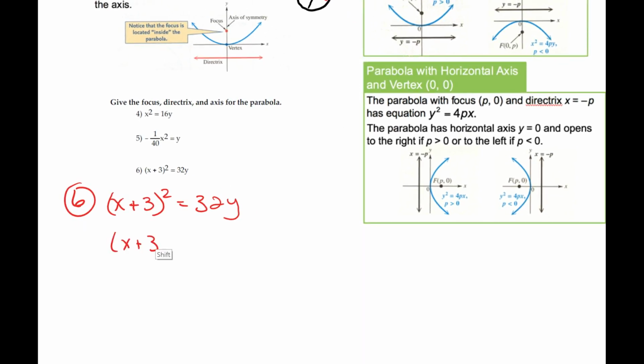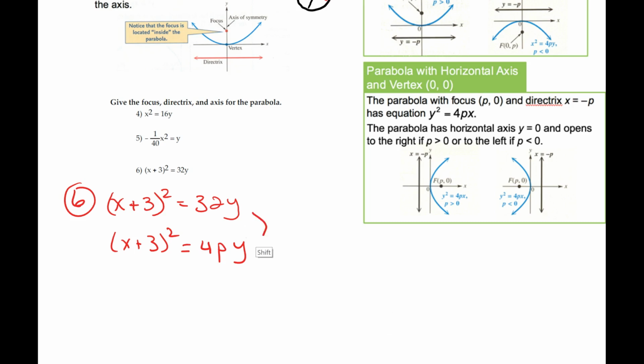All right, so let's see here. (x + 3) squared will equal 4py. Okay, because we're still trying to find the focus and the directrix here. This one is shifted though to the left 3 units. The parabola is shifted, but it's not a big deal here. Okay, it really isn't.